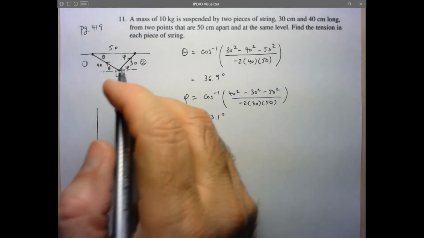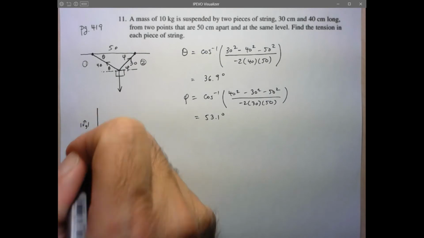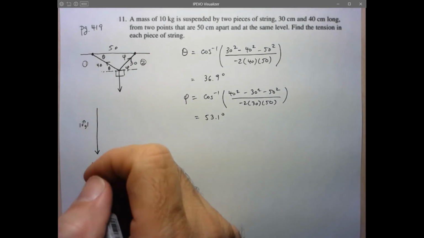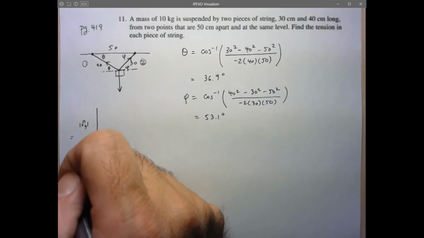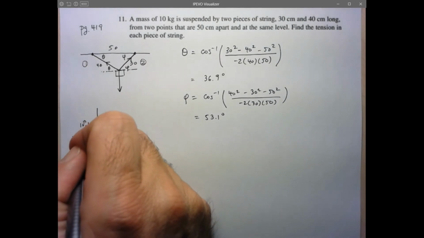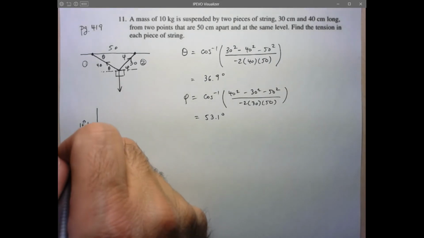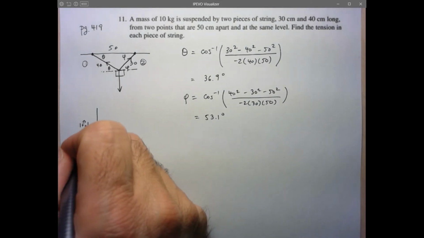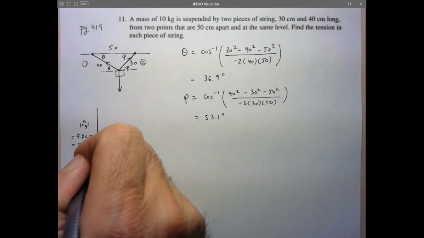Okay, so I know the force due to gravity. I know its magnitude because once they give me the mass, I know that the force due to gravity is just 9.8 times the mass. Force equals mass times acceleration. All right, so 9.8, the acceleration due to gravity. So this is going to be 98 newtons.